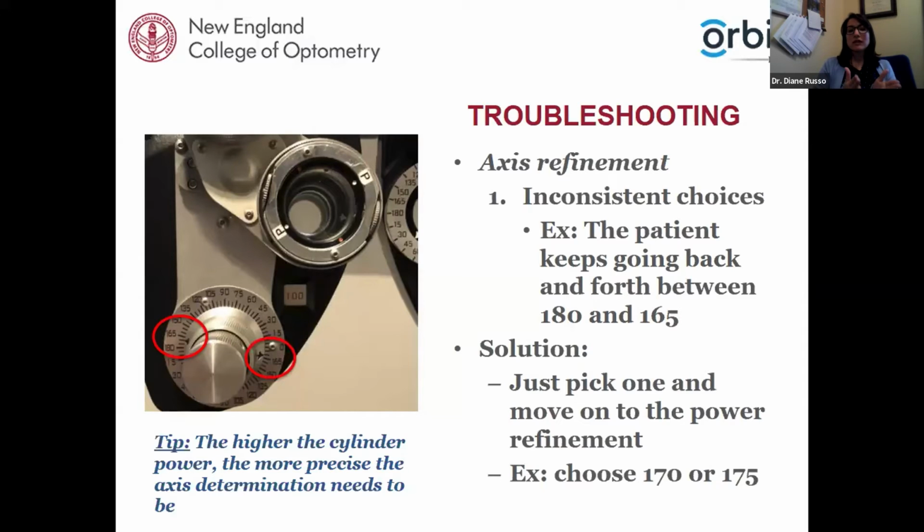In all likelihood, the patient will be much more sensitive to axis changes with higher amounts of cylinder. With lower amounts of cylinder, let's say half diopter or even 1 diopter, that's where the patient may not be as sensitive. And so if you're within a range, you could pick something just in between. So in our example here, the patient's going back and forth between 180 and 165. Choose 170 or 175, and then move on to the power check.